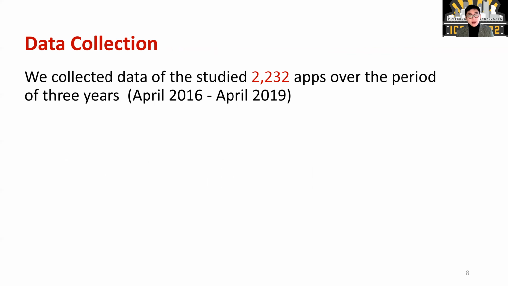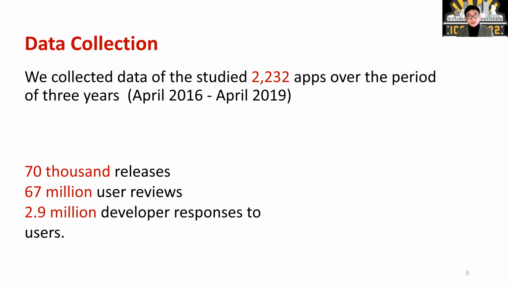So to do this, we try to collect data from the Google Play Store. We use release notes, user reviews, and developer responses to those user reviews on the top 2,232 apps on the Google Play Store in the span of 3 years, which is between April 2016 to April 2019. All in all, we collected 70,000 release notes, 67 million user reviews, and 2.9 million developer responses to those user reviews.